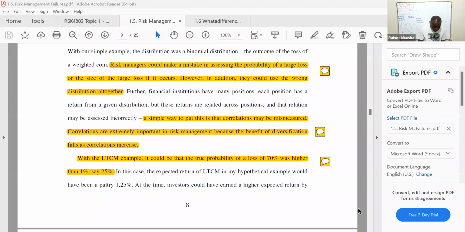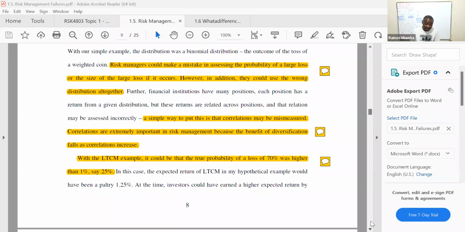So they say with the LTCM example, it could be that the true probability of loss of 70% was higher than 1%, say 25% as well. So which means that the true probability of 70% was higher than what, 1%? In this case, it was not just 1% that they were saying, that we're expecting to suffer losses 1% of the time. It was actually 25% of the time, which means that they basically mismeasured their risk exposure.